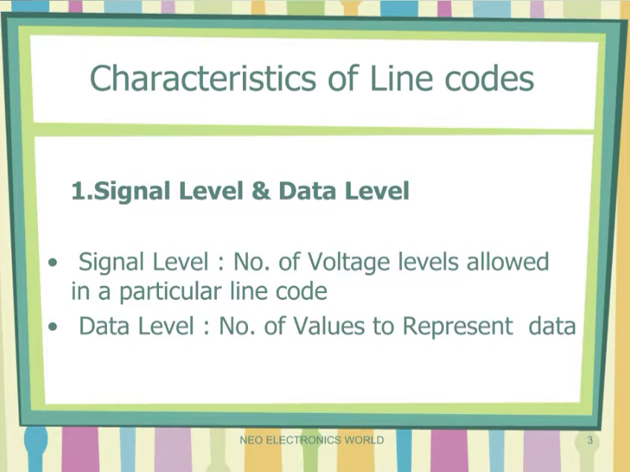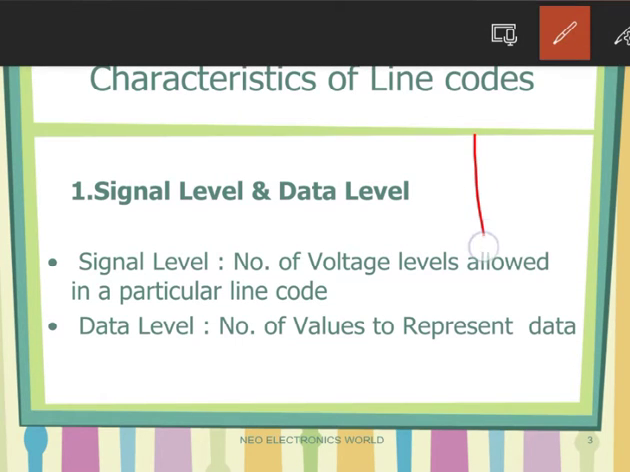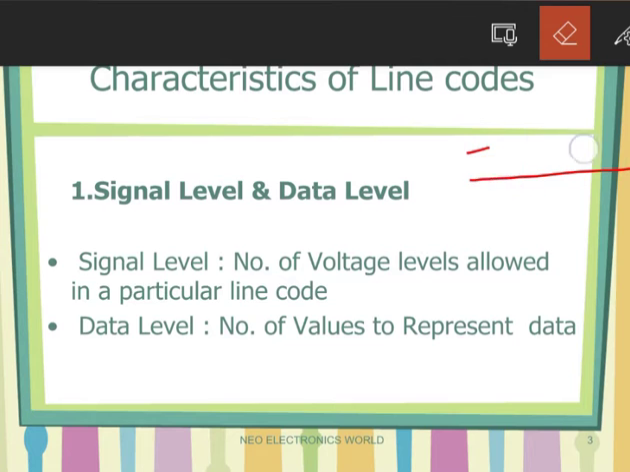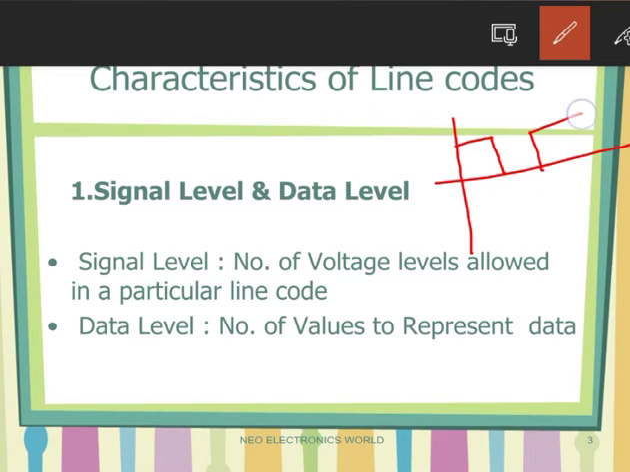First and foremost is signal level and data level. What does signal level mean? It is the number of voltage levels allowed in a particular line code. Let's see it with an example. I will do it with an example, sorry for the disturbance. This is the graph for ones and zeros: 1, then 0, and 1. Let this 1 be 3 volts and 0 be 0 volts.